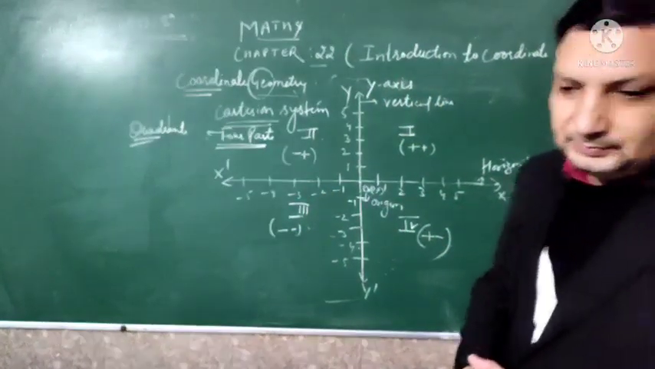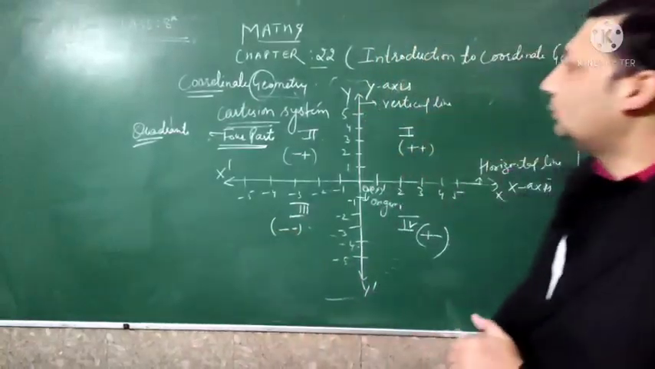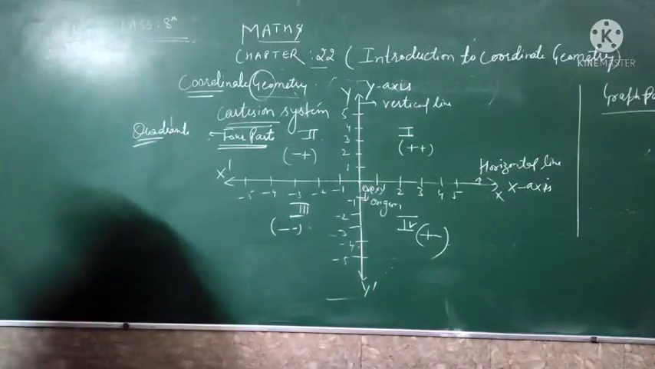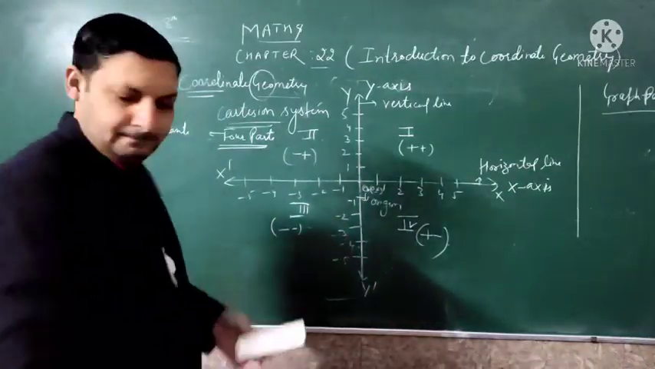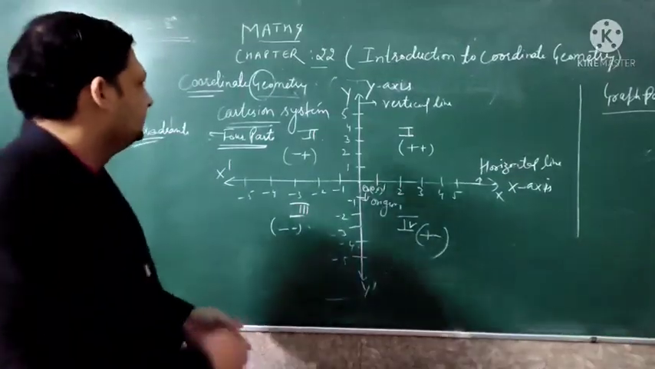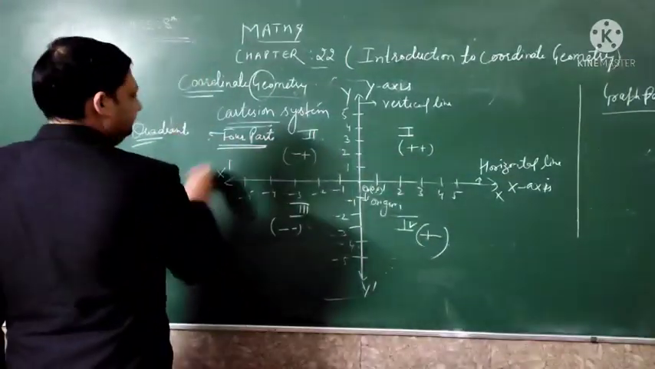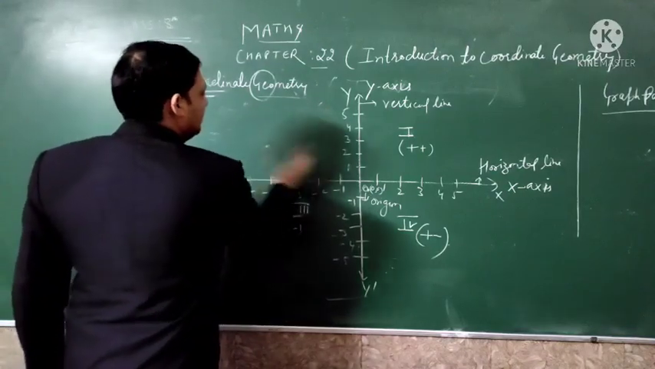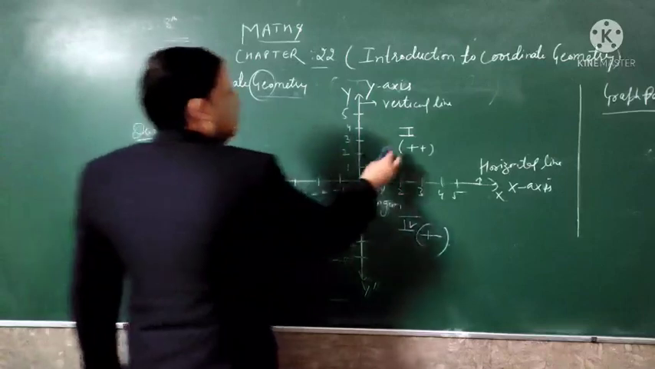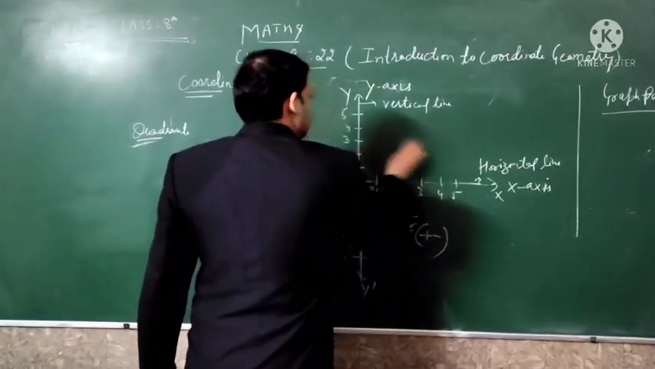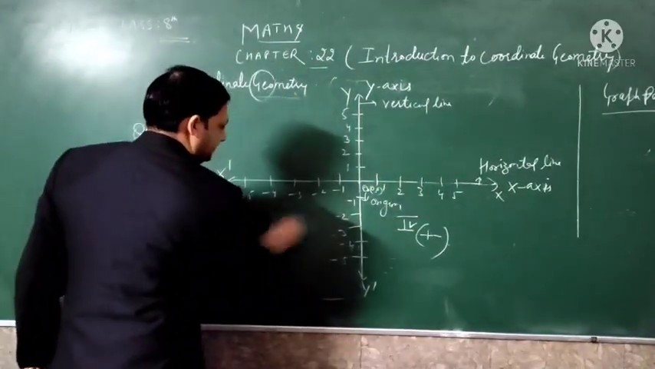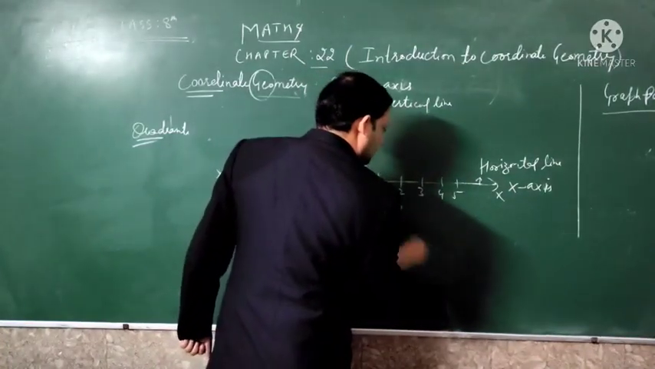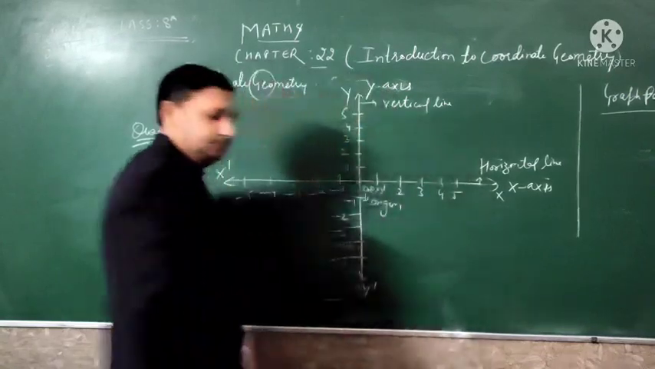Now main topic which we are going to discuss, that is coordinates. After the Cartesian system we will discuss coordinates. So I will write here. Now we will discuss coordinates. To discuss coordinates we need again graph paper, because I have told you, without graph paper we can't draw any coordinate.